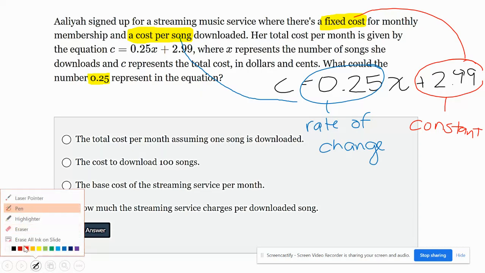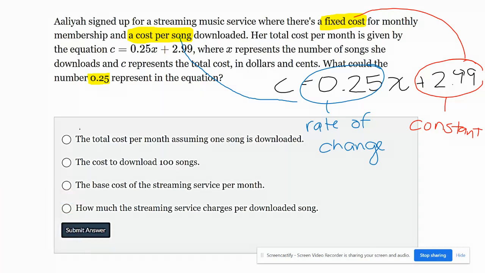So let's take a look at what answer that would be here. The total cost per month, assuming one song is downloaded, no. That means that is our C value. That's not our total cost, that 0.25. The cost to download 100 songs. Here, we haven't plugged in any numbers. We don't know how much it would be for 100 songs. So no, it's not going to be this one.